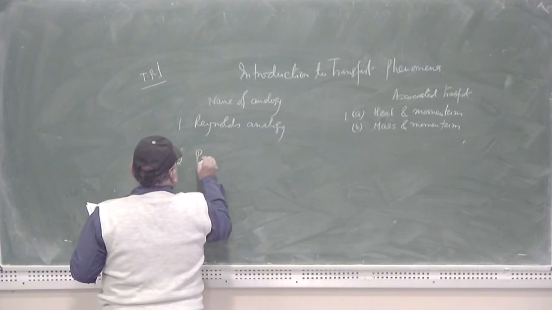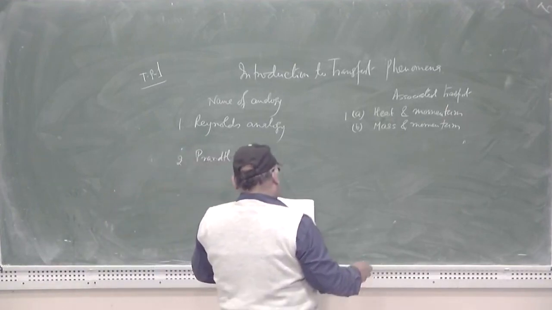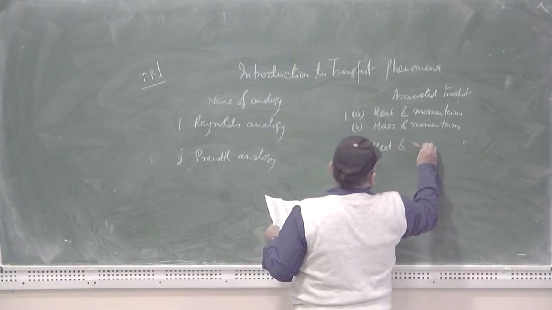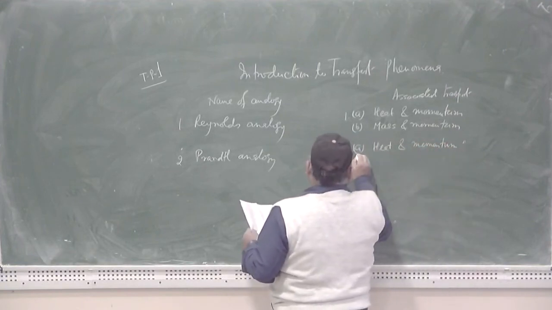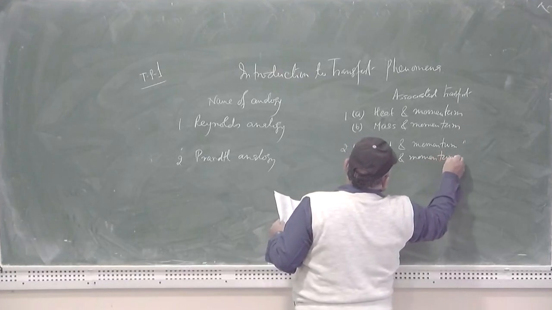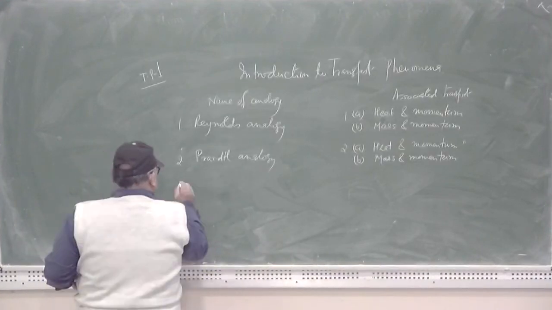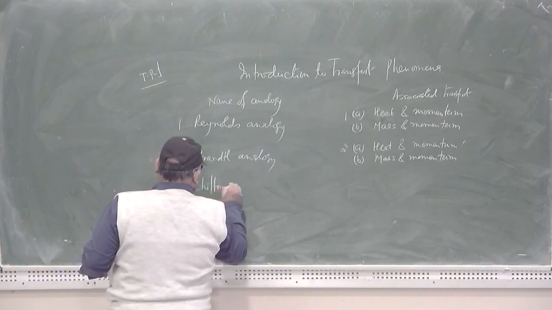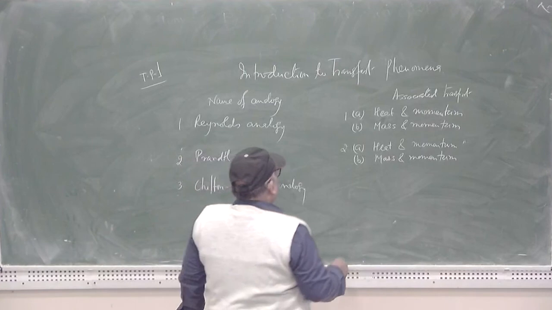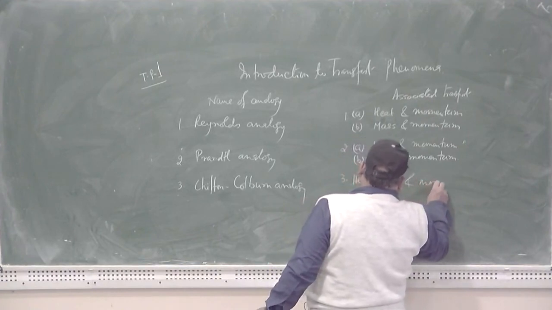The next one is the Prandtl analogy. One Prandtl analogy is between heat and momentum, and on similar guidelines as the Reynolds analogy, mass and momentum transfer can be put up in the same analogy by the Prandtl hypothesis, the Prandtl analogy. And the third one is the Chilton-Colburn analogy. This analogy is responsible for the associated transport of heat, mass and momentum at the same time.